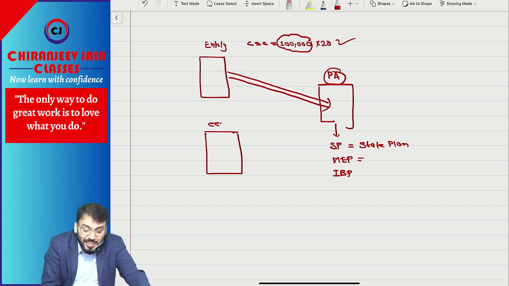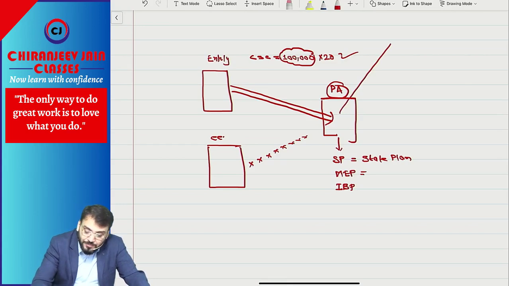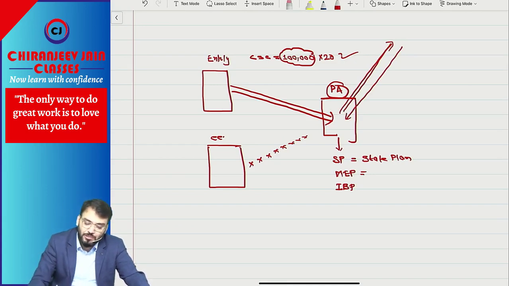So this amount is contributed by whom? Entity. But in this plan, employee will not contribute. Employee will not contribute. Understood this point? Now what will this plan asset do? They will invest somewhere and some returns will be generated. Correct?